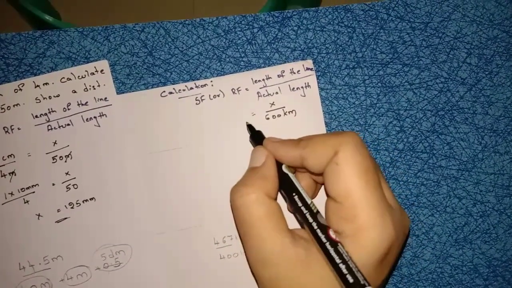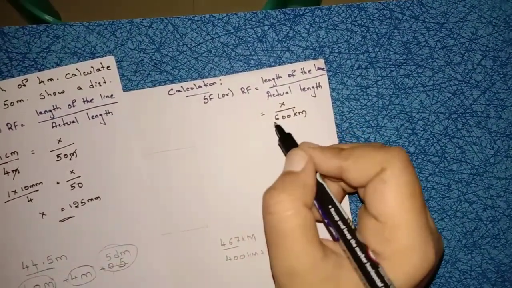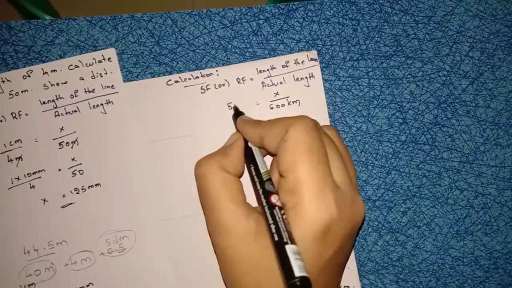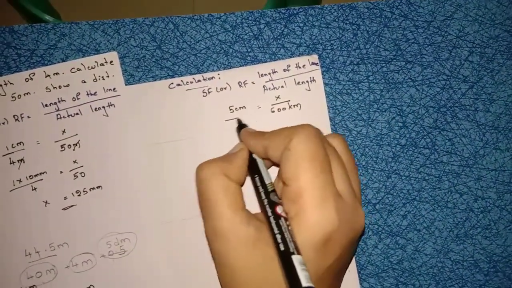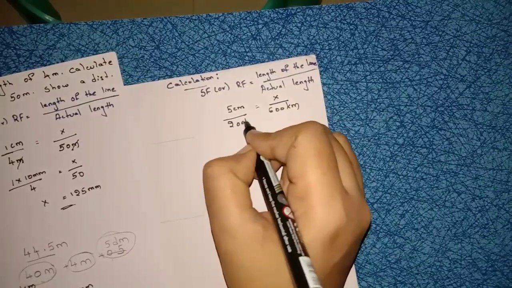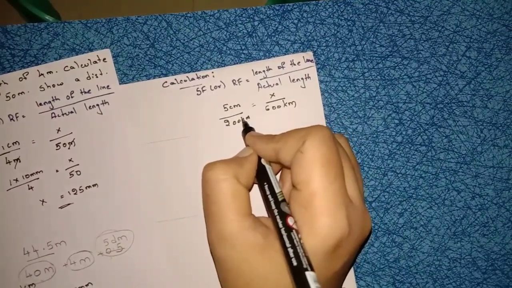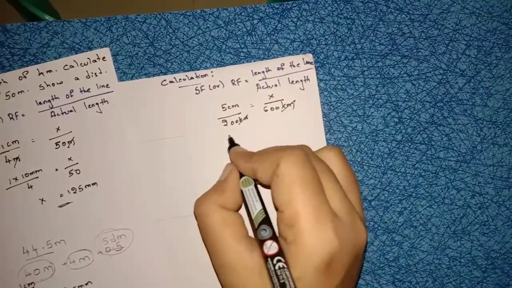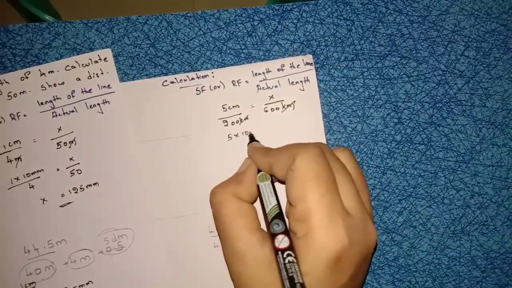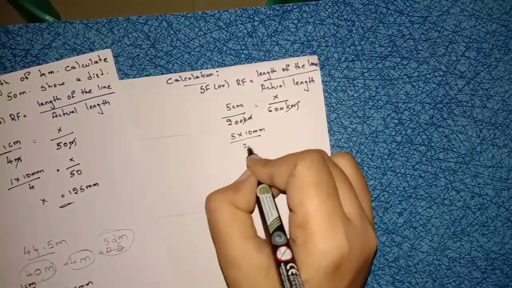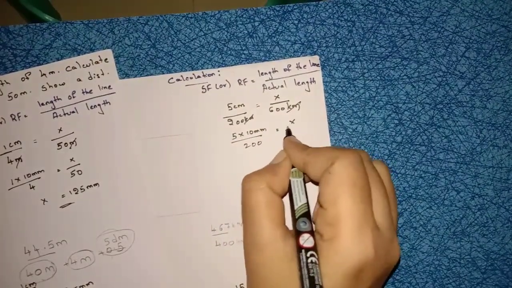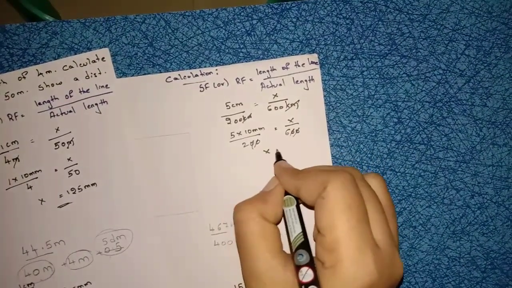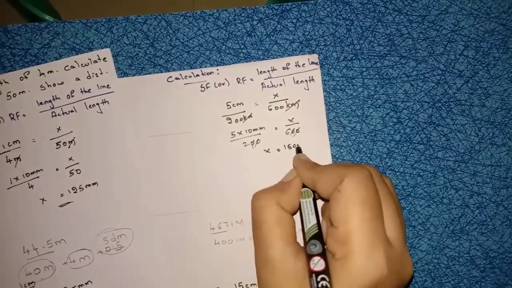Now coming to the RF value, 200 kilometers is showing as 5 centimeters. So 5 centimeters is the smaller value and 200 kilometers is the larger value. So strike off these kilometers and kilometers. 1 centimeter equal to 10 millimeters, so 5 by 200 equals x by 600. Zeros cancel. You will get x value as 150 mm.